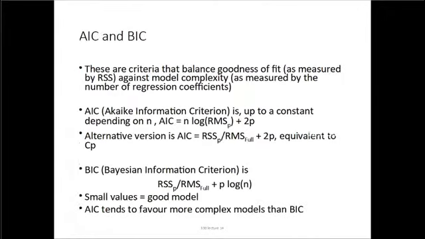Okay, so AIC and BIC. One is the Akaike information criterion and the other one is the Bayesian information criterion. These are criteria that balance goodness of fit against model complexity. That means if the model is too complex, it will penalize you for having just too many variables. What do we mean by a complex model? That means a model that has too many explanatory variables.